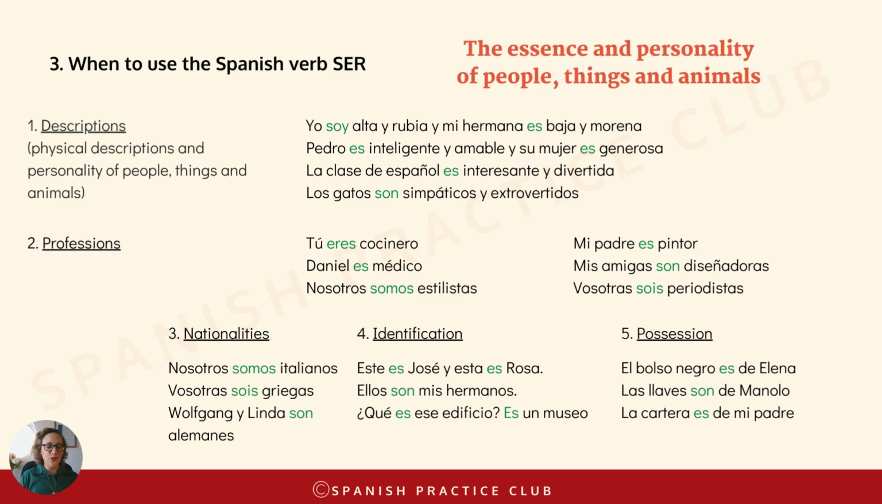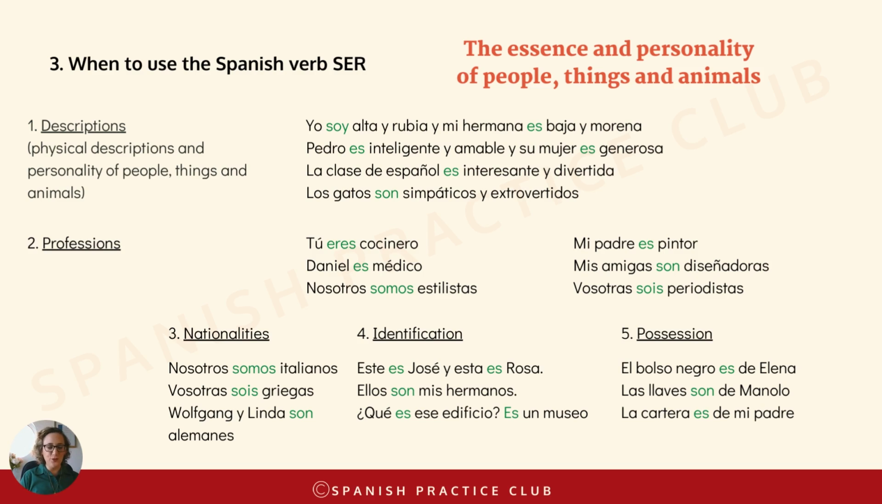Number 4, we use the verb ser for identification. For example, este es José y esta es Rosa. This is Joseph and this is Rose. Very useful for when you are introducing people to other people. Ellos son mis hermanos. They are my brothers. ¿Qué es ese edificio? Es un museo. So use number 4 for the verb ser is identification.